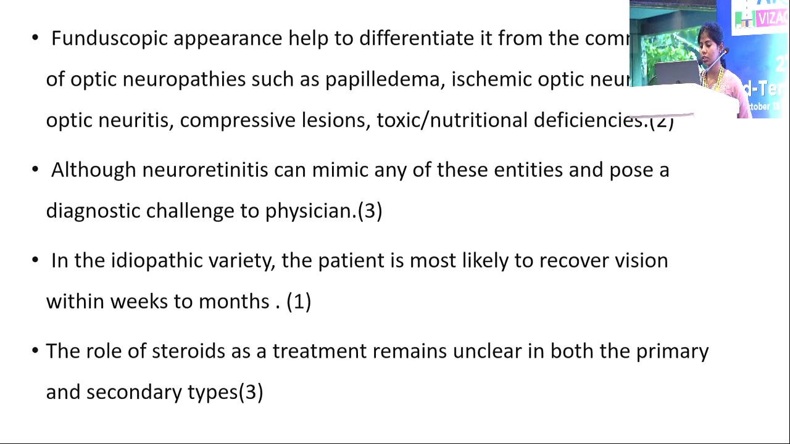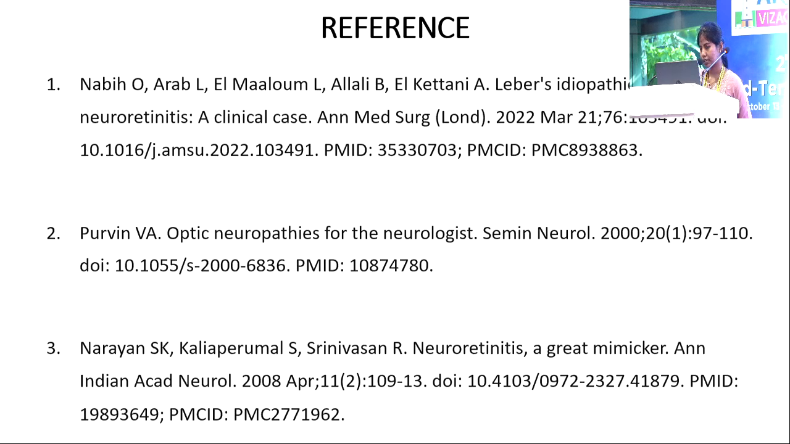The fundoscopic appearance helps to differentiate it from the common forms of optic neuropathies such as papilledema, ischemic optic neuropathy, optic neuritis, compressive lesion, toxic and nutritional deficiency. Although neuroretinitis can mimic any of these entities and poses a diagnostic challenge to the physician, in the idiopathic variety the patient is most likely to recover vision within weeks to months, and the role of steroids as a treatment remains unclear in both the primary and the secondary type. These are my references. Thank you.